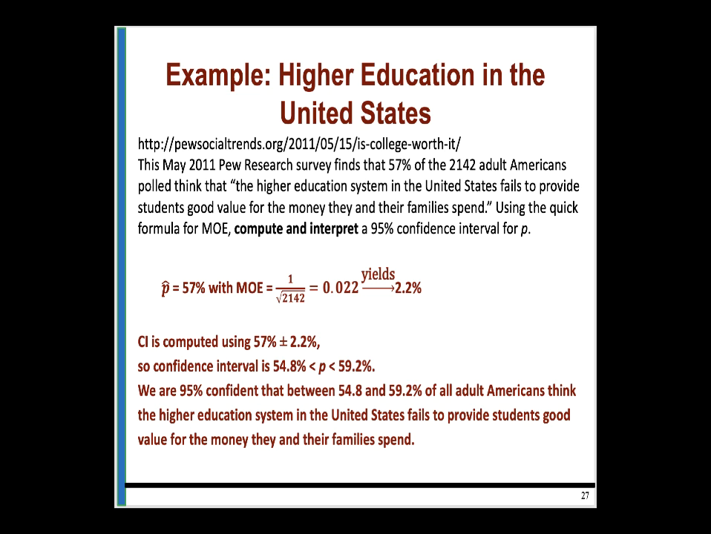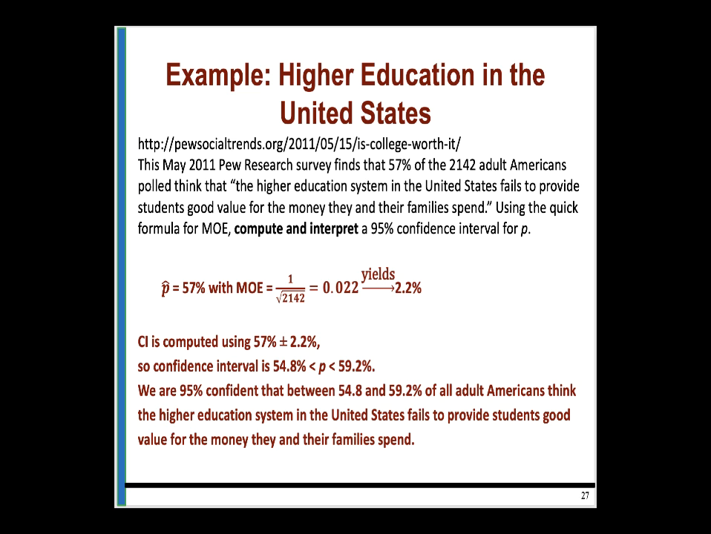So for your confidence interval, you take your p-hat and you add and subtract the margin of error. 57 minus 2.2 gives you 54.8%. 57 plus 2.2 gives you 59.2%. So our confidence interval is 54.8 to 59.2%. That tells us that we are 95% confident that between 54.8% and 59.2% of all adult Americans think the higher education system in the United States fails to provide students good value for the money they and their families spend.